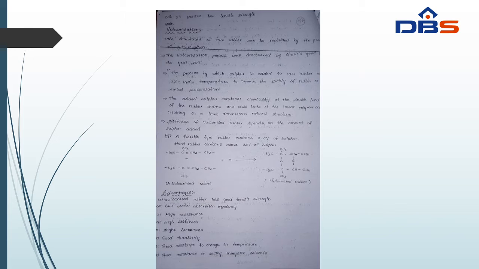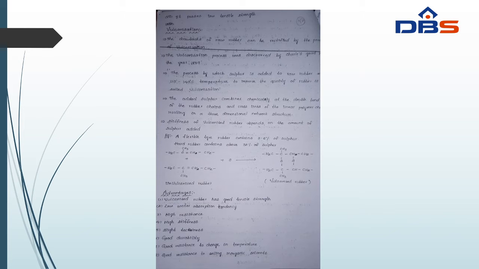So this is isoprene, CH2=C(CH3)-CH=CH2, an unvulcanized rubber. With the addition of sulfur it forms a vulcanized rubber. The two double bonds are attached by sulfur atoms, and that is the vulcanized rubber.